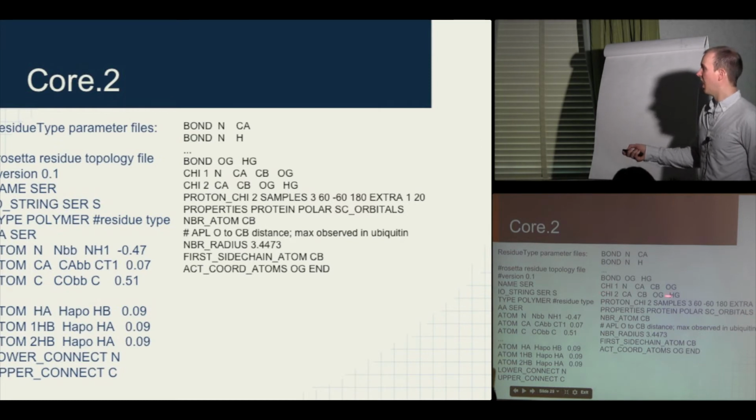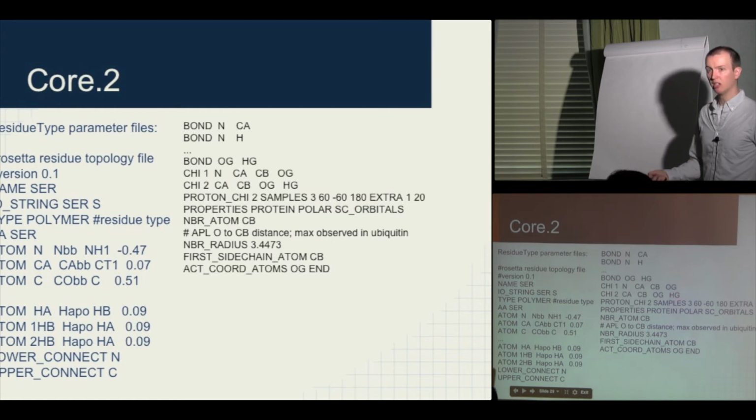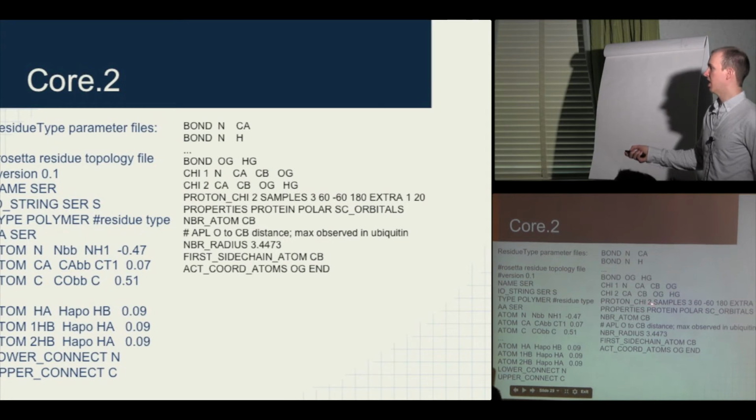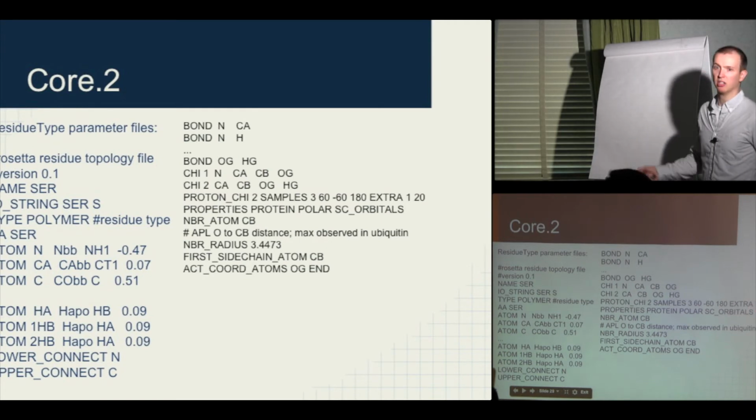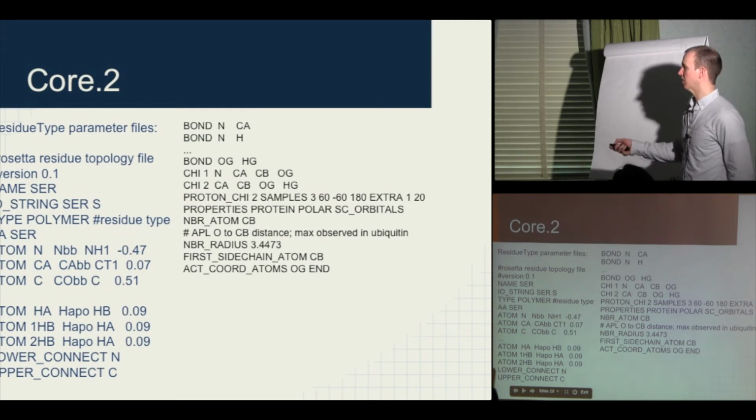Since this last chi defines an angle that gives the position of a proton, we have the special information for proton chi angles. So you say that chi2 is a proton chi, and then the parameter file has to define how it's sampled. So you say that there are 3 samples at 60, negative 60, and 180. And there are extra samples: there's 1 extra sample, and it's at 20 degrees plus or minus each of those 3 canonical places.